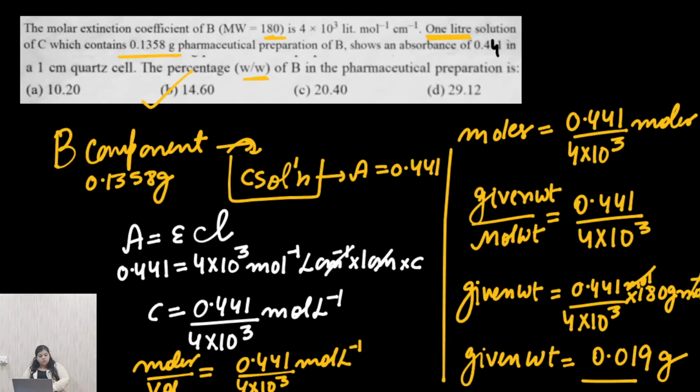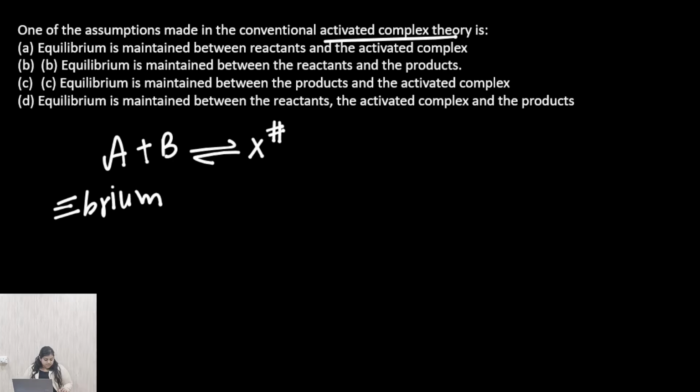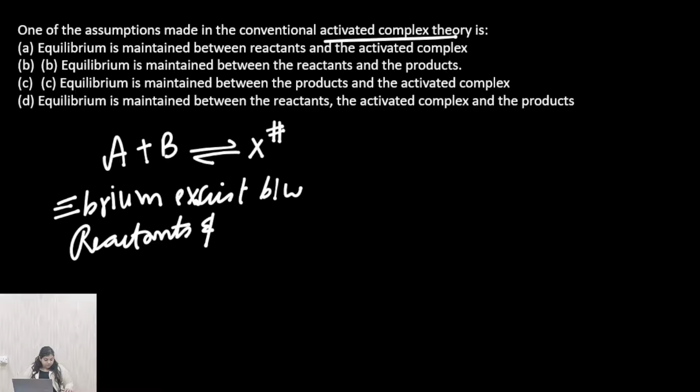Now moving on to the next one. It says: one of the assumptions made in the conventional activated complex theory. In the activated complex theory, we state that the reactant molecules, when they are combining, do not get converted into the product directly. There is firstly an equilibrium which is established between the reactants and the activated complex. So an equilibrium exists between the reactants and the activated complex.